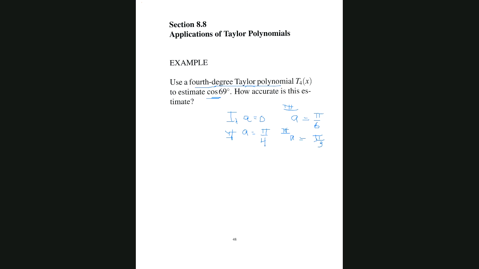For being that we want to estimate the cosine of 69 degrees, what A value would maybe be the best to use? Choice 1, 2, 3, or 4? And all these A values are values that we can compute the cosine of easily. What value of A is going to make the most sense?